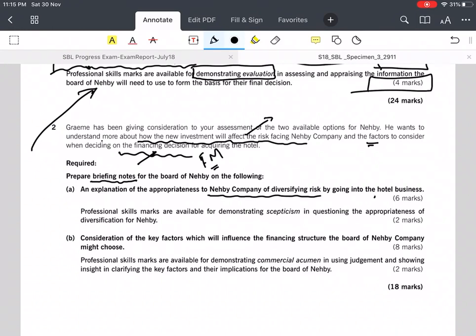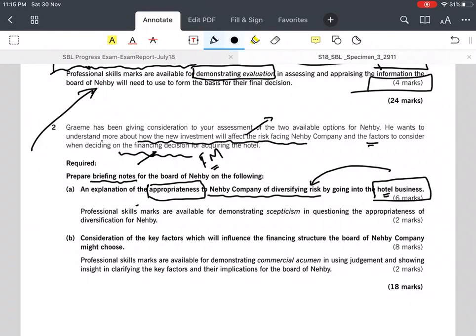How far going into the hotel business is going to diversify the risk, that's what this requirement is all about. How appropriate it is to say that the hotel business will diversify the risk, and to what extent it is going to diversify the risk. This is what we need to discuss.